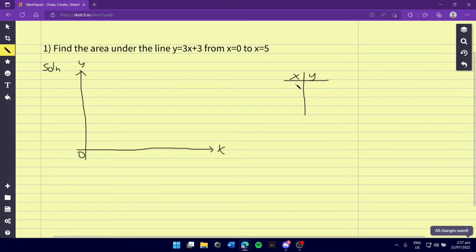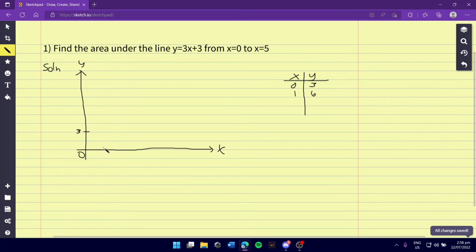First, our value of x is 0. Next is to substitute 0 into your equation. So x here will become 0. 3 times 0 is equal to 0 plus 3, and then your y will become 3. Next, when your value of x is 1, 3 times 1 plus 3 is equal to 6. So by using the tabular method, we now have our points. This is from 0 to 3, and then 1 to 6.